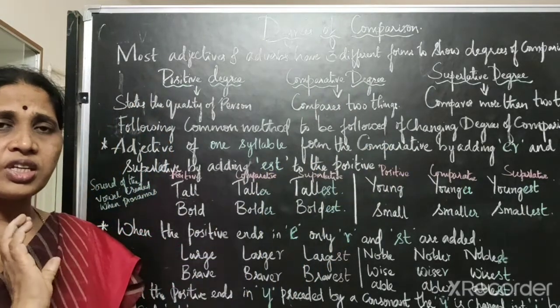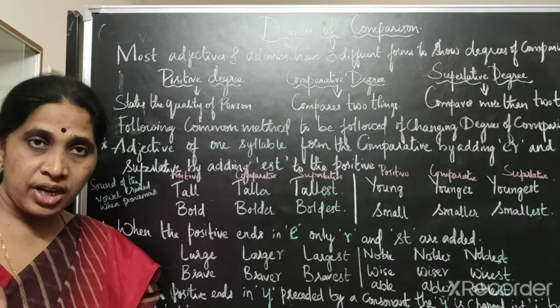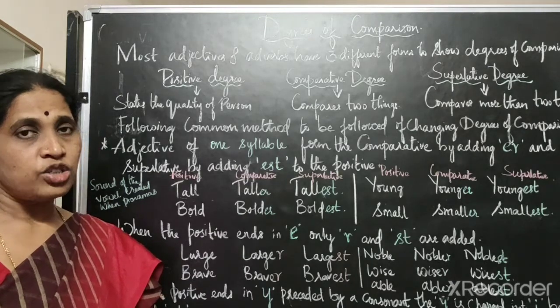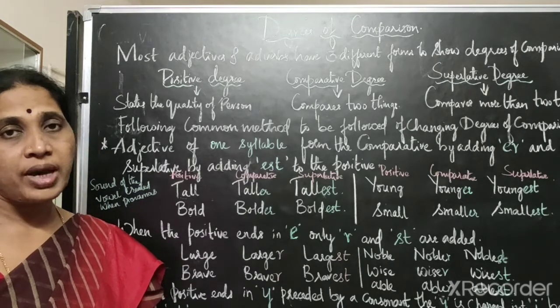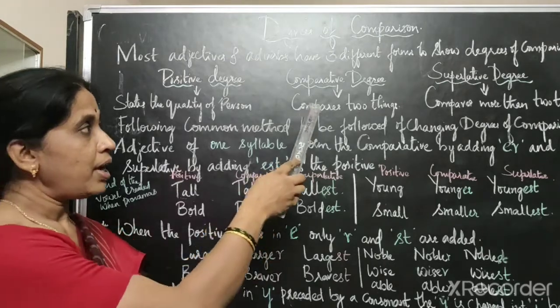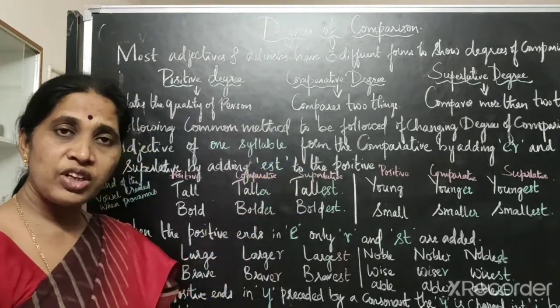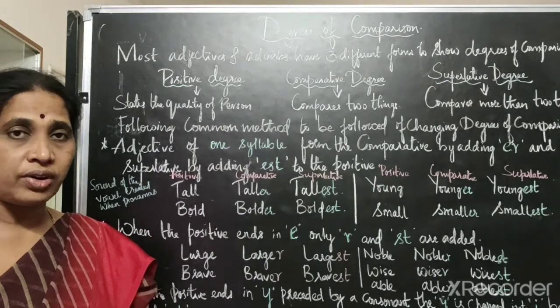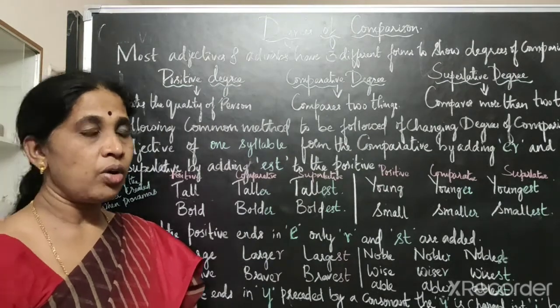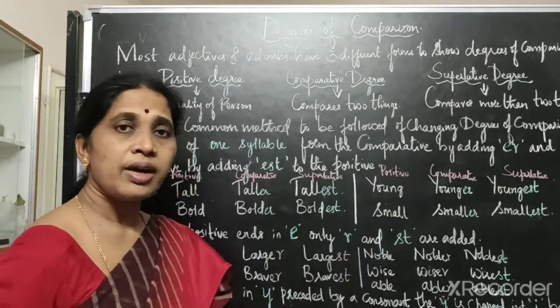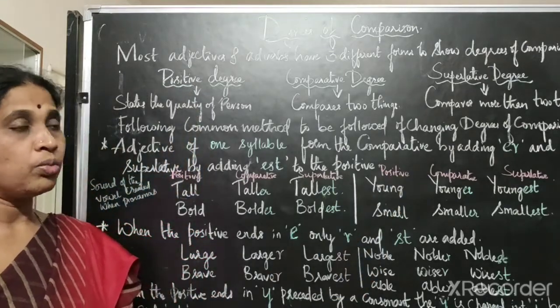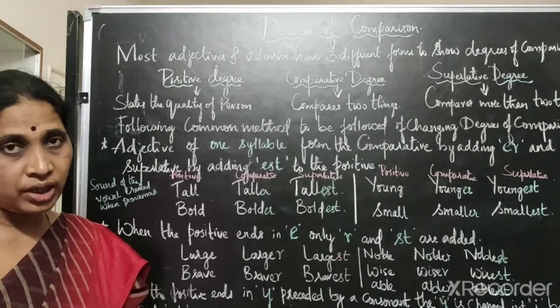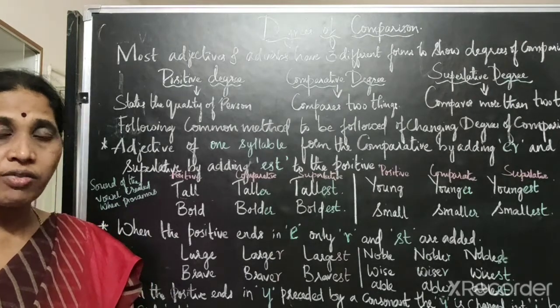Positive degree just states the fact of the person, it just states the condition of the person. No comparison is being made. In comparative degree, comparison is made between two things to show which one has the higher quality of degree. And in superlative degree, comparison is made with more than two persons or two things to show the highest quality of degree.